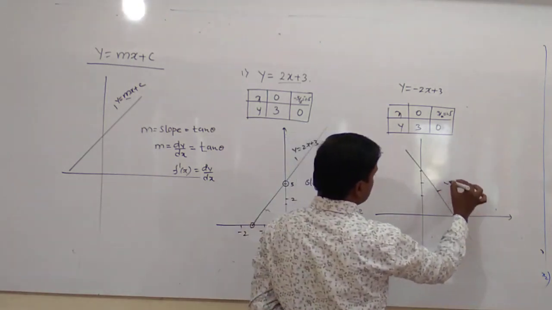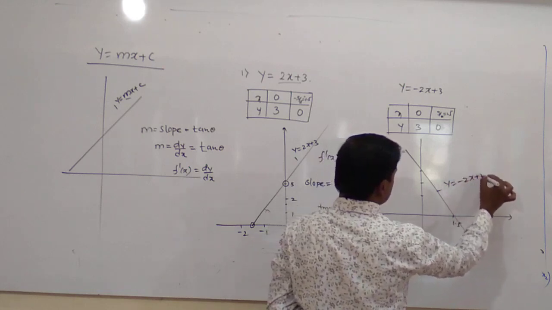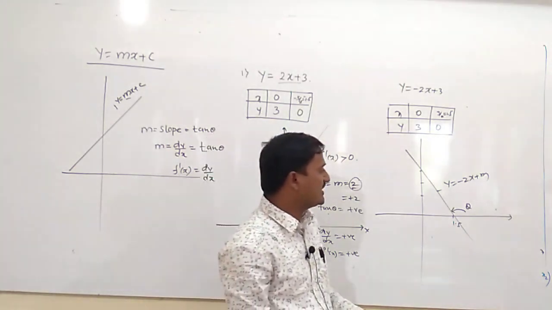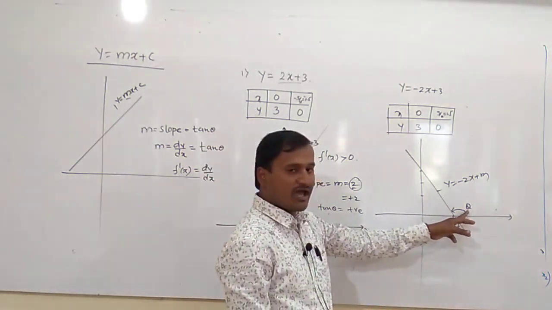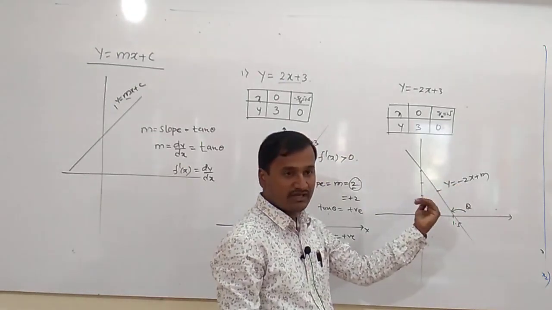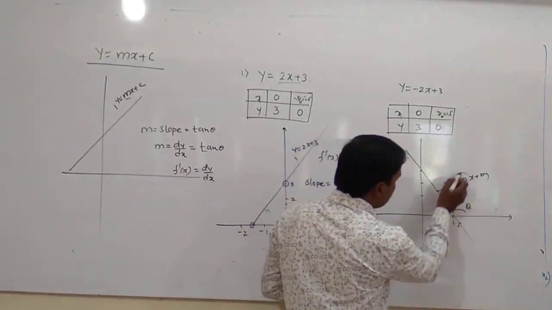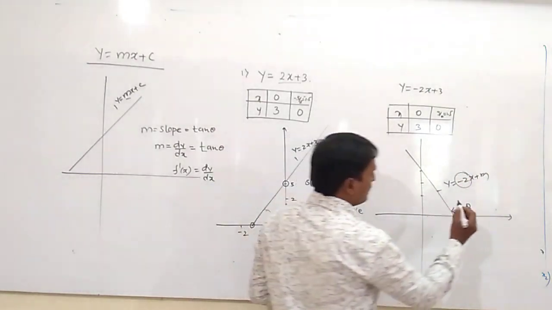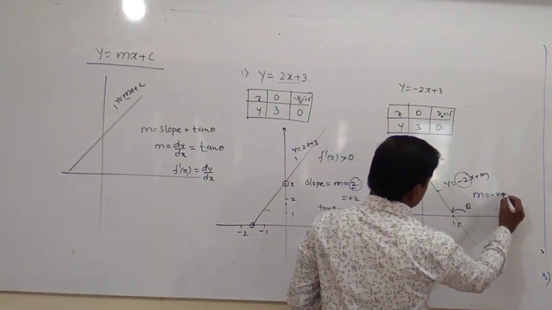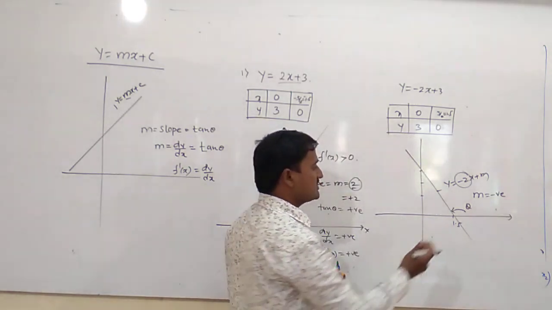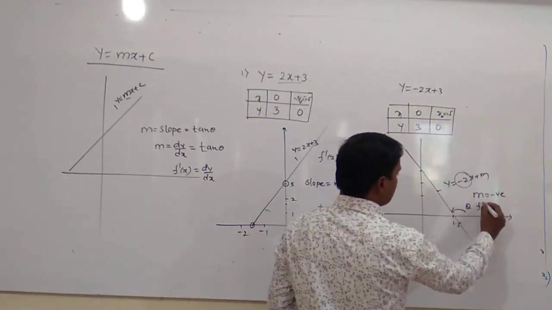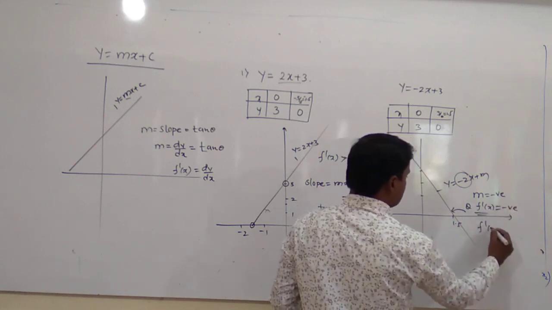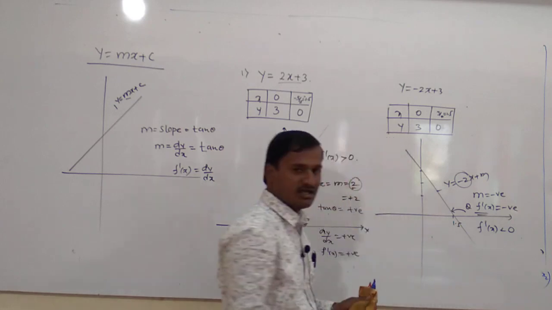So clearly this is y is equal to minus 2x plus 3, right? So this is the angle. So here you see that this line makes an obtuse angle with the positive direction of x-axis, and hence its slope is negative. So therefore m is negative, right? So m is negative means slope is negative. Slope is negative means we will take f dash of x as negative. f dash of x is negative means we will write that it is less than 0.